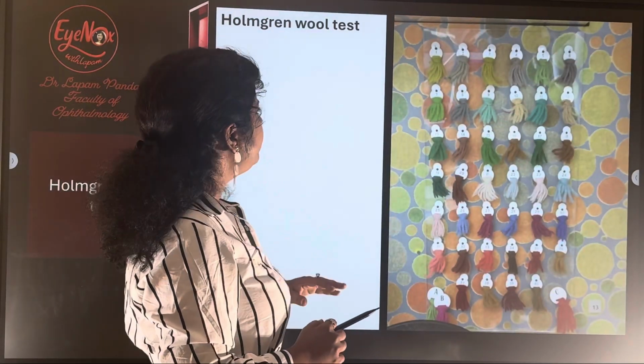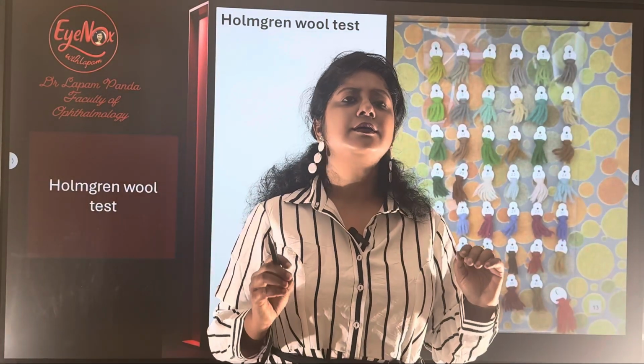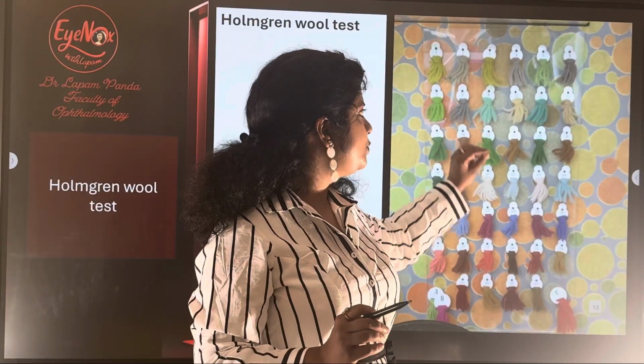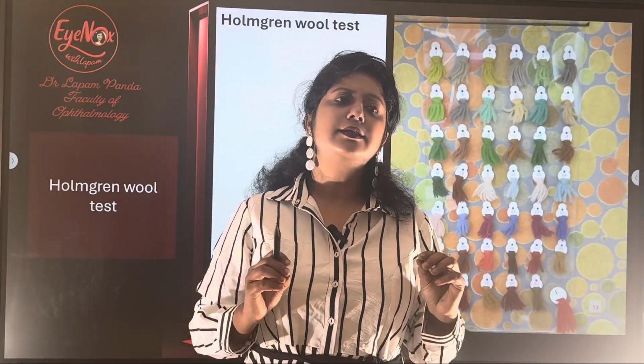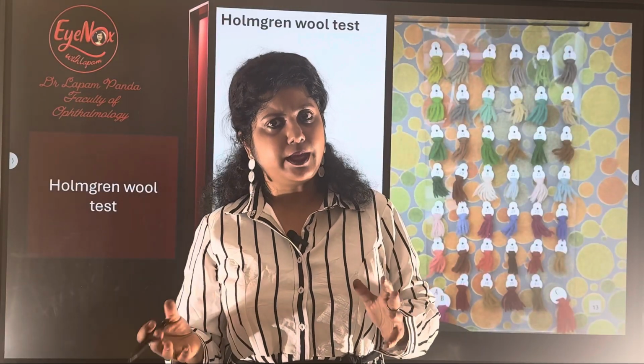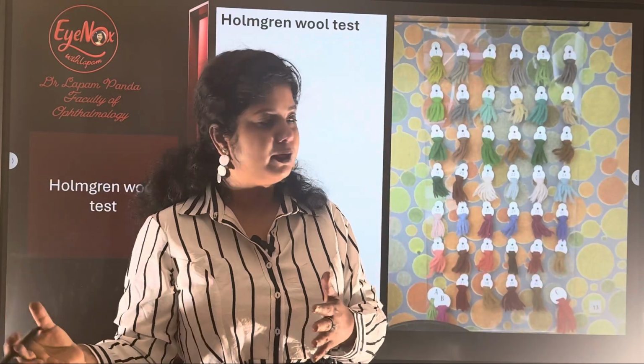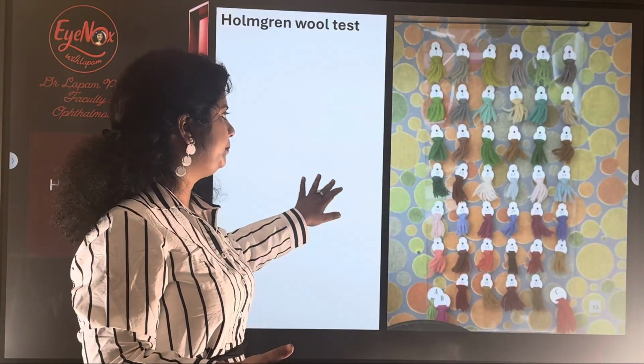Now, the Holmgren wool test. The Holmgren wool test is a test where again wools are present and the patient is asked to match the color with each wool. And this test is again a spectroscopic test because we are checking the spectrum of colors, and this can be done.